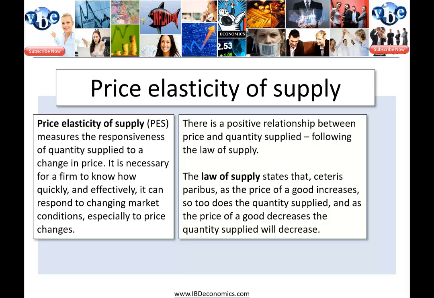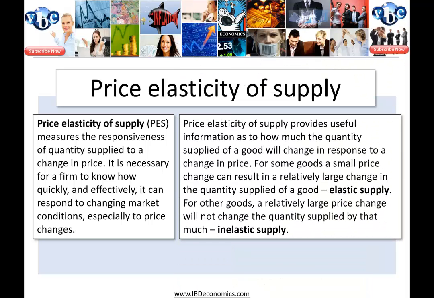Now, it's necessary for a firm to know how quickly and effectively it can respond to changing market conditions, especially to price changes. We know there's a positive relationship between price and quantity supplied because that's what the law of supply states. As prices increase, quantity supplied increases. As prices decrease, quantity supplied decreases. PES provides useful information as to how much the quantity supplied of a good will change in response to a change in price.